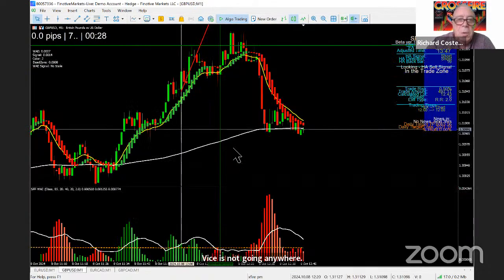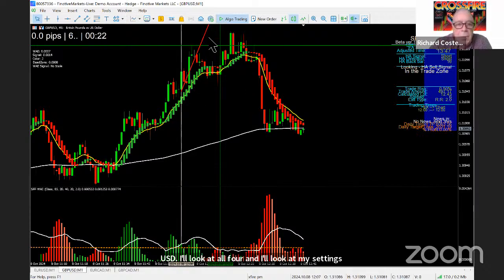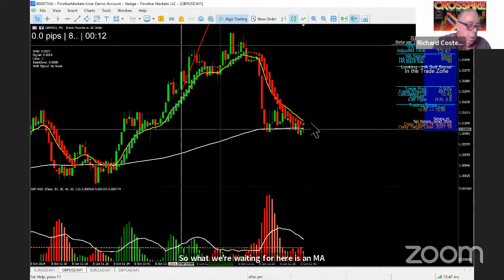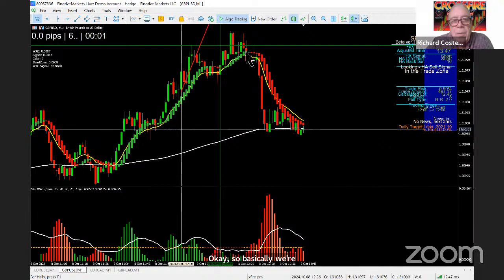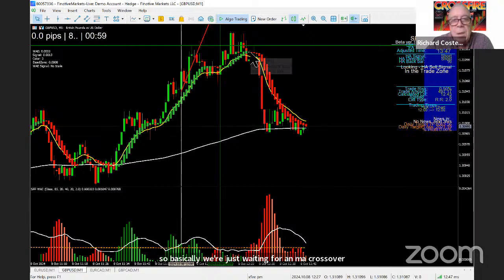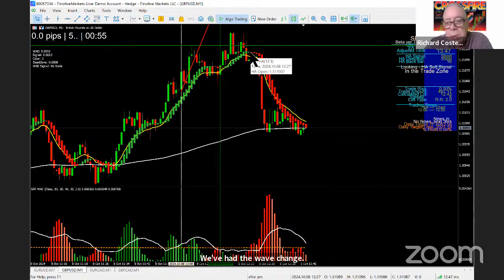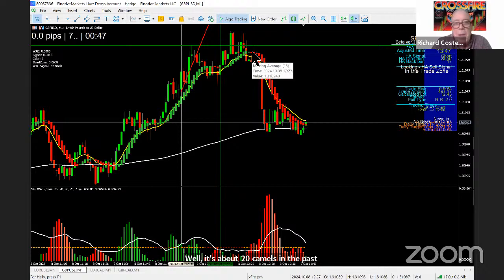I'll look at all 4 now. I'll look at the settings. Now we decided that was in the correct place, and that is in the correct place as well. So what we're waiting for here is an MA crossover. Basically we're just waiting for an MA crossover. We've had the wave change, and that occurred at 13:27. Well, it's about 20 candles in the past, so that may well keep us out.